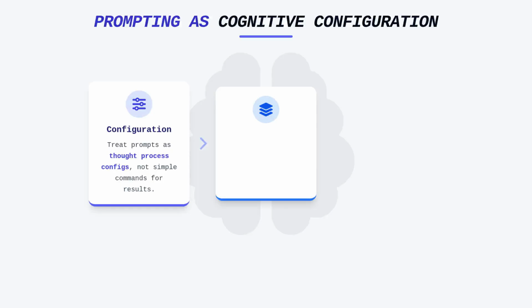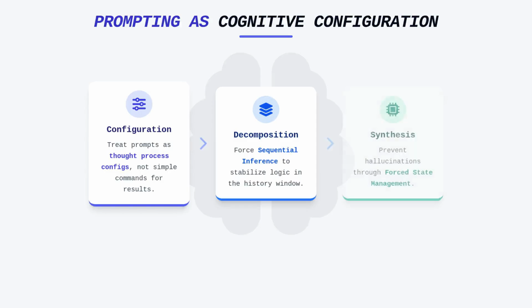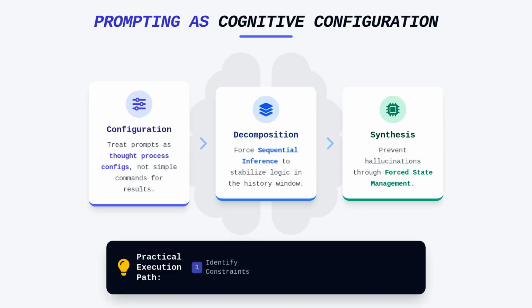By forcing a sequential decomposition, you ensure that every intermediate calculation token is generated in a context where the previous logic has already been stabilized in the model's history window. Think of this as forced state management. The model keeps a memory of its own logical path, preventing it from hallucinating a final figure that does not align with the premises. For instance, when planning a rollout, ask the model to first identify constraints, then evaluate dependencies, and finally propose a timeline based on both. This structured approach forces the model to synthesize information beyond its training data surface patterns, leveraging its internal weights to compute the best path forward.